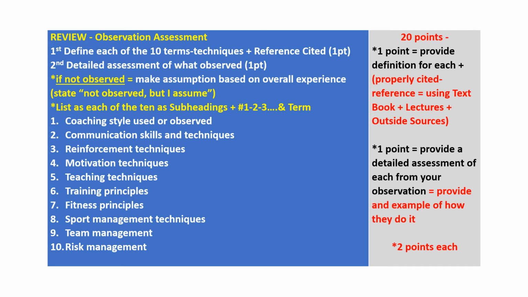The third part then, give me a concrete example of how the coaches you were observing did each of those 10 terms. Now, key here is, if it's not observed or you're not able to, don't just say not observed, but you have to say, I was unable to observe, but I assume based on the research, this is what they did do or would do, okay? Again, that's the second point. So easy, 20 points. Definition, cite the reference to that definition, and then give me an example of how the coaches you observed did it.